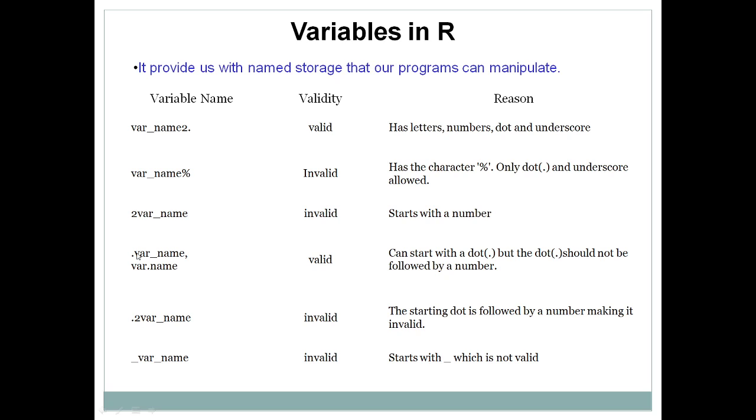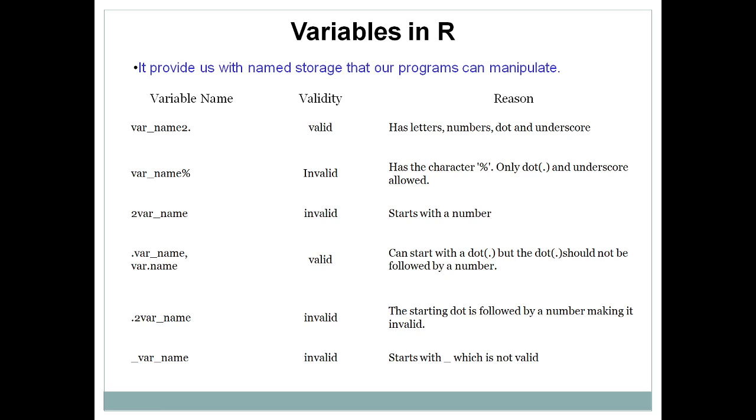Dot is allowed for declaration of a variable, and you can use it at the start, but after the dot a digit should not be there. If you have provided a digit, then it's an invalid one. And you cannot start your variable with an underscore; that is an invalid one. So I hope you understand how to declare a variable. We directly use variables in R, but still you should know the rules you need to follow while declaring a variable.